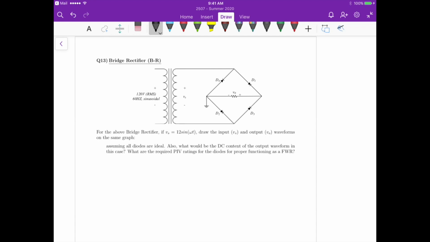And also what would be the DC content, or like the average voltage, and what would be the peak inverse voltage rating for the diode to work properly in this full wave rectifying circuit.